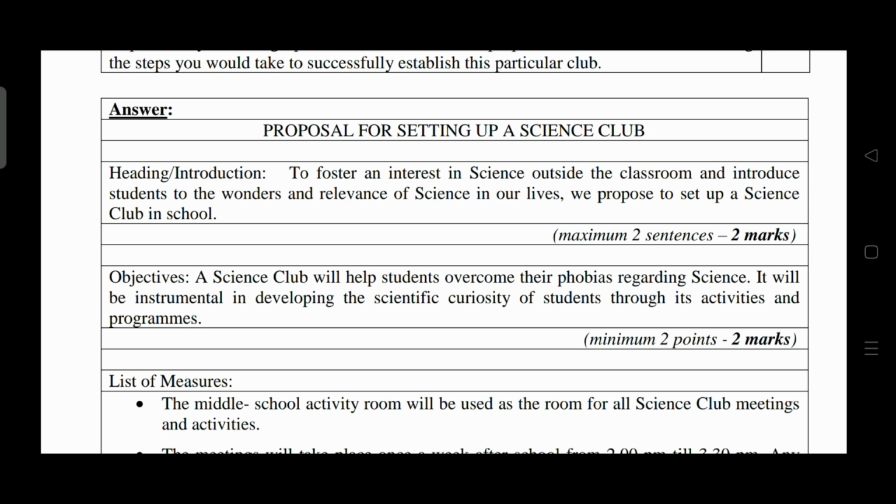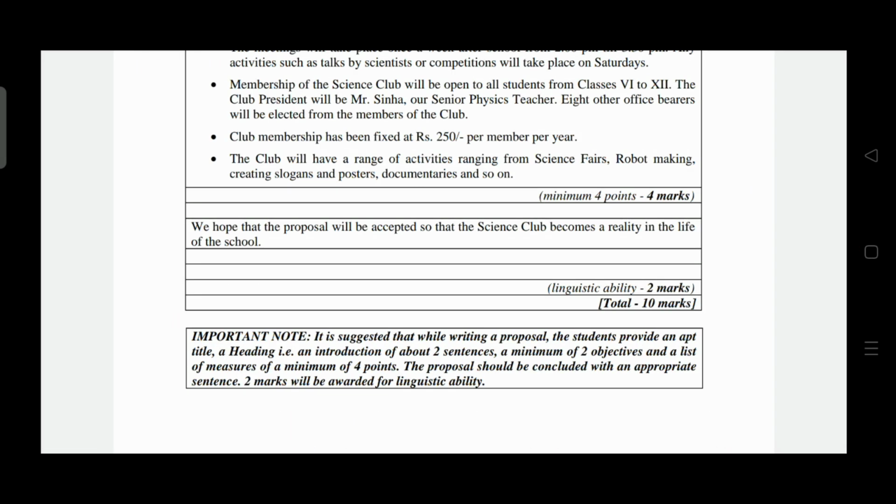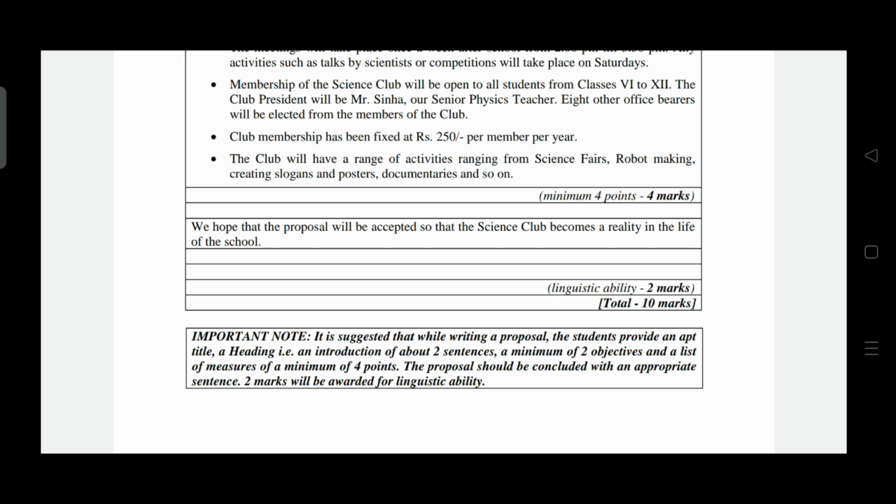Again, leave another line and start writing the list of measures. A minimum of 4 sentences for 4 marks. You may use bullets, you may also write in a paragraph, but my suggestion is use bullets. This will make your presentation a lot better. And if you write grammatically correct, simple and lucid sentences, you will get full marks here also. End your proposal with a conclusive ending. Your linguistic ability, that is how you express yourself, will bring for you 2 marks and the total marks is 10.